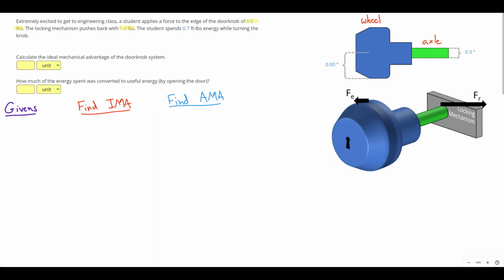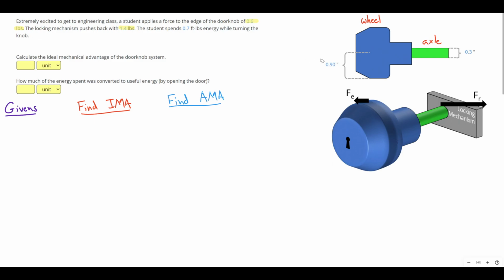Okay, before we get started, let's identify some givens and let's understand what we're looking at here. Let's look at the diagram first. The doorknob is the larger piece being rotated. That's our wheel. And the axle is kind of the peg that goes inside the door and engages with the locking mechanism. So we do have some information.